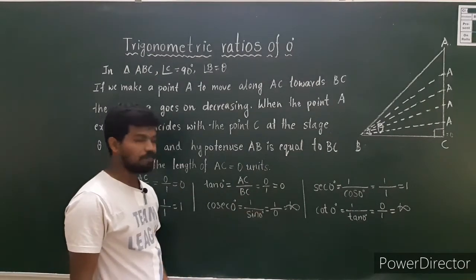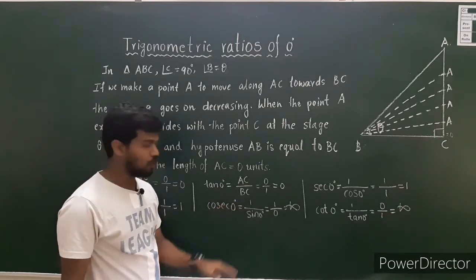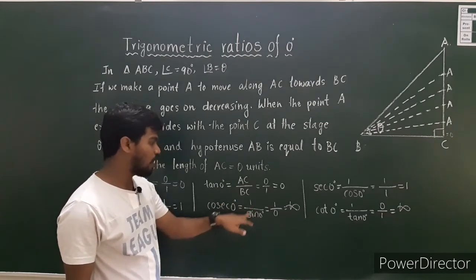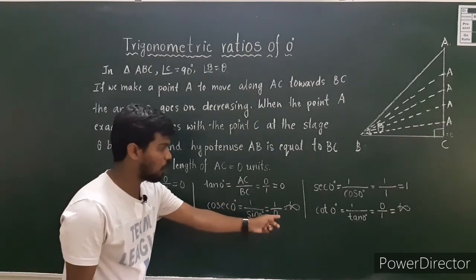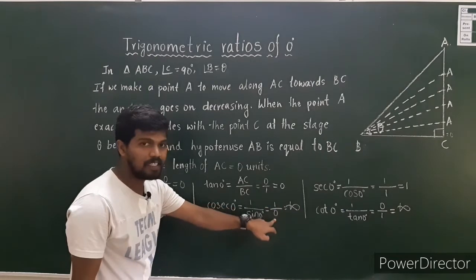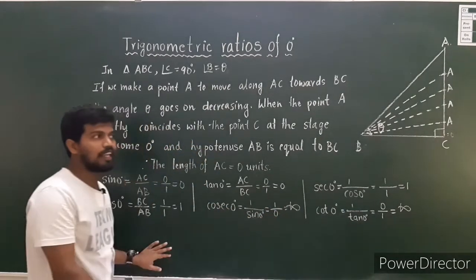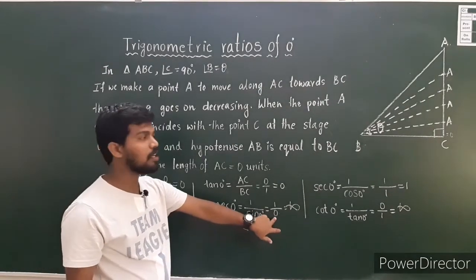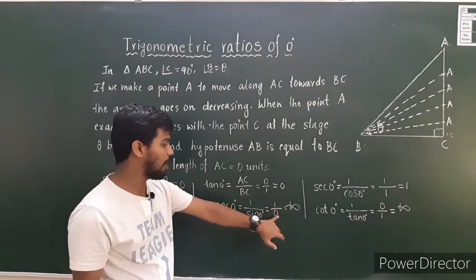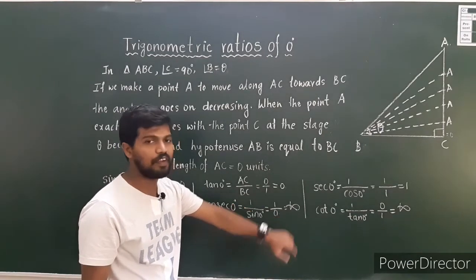Now cosecant 0. So cosecant theta is the inverse of sin theta. So you write 1 by sin 0. So what is the value of sin 0 you get? You get 0. So 1 by 0. When the denominator is 0, that means it is not defined, or you call it as infinity. So 1 by 0 you get infinity. So denominator cannot be 0. If it is 0 then it is infinity.